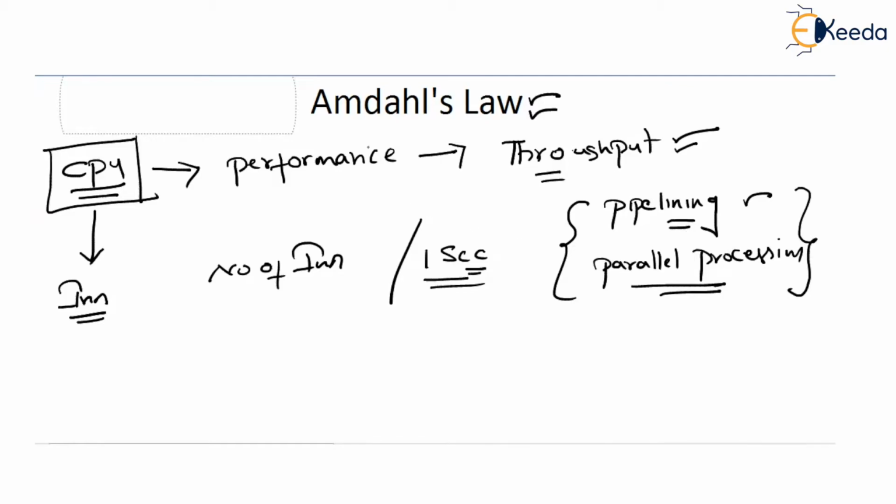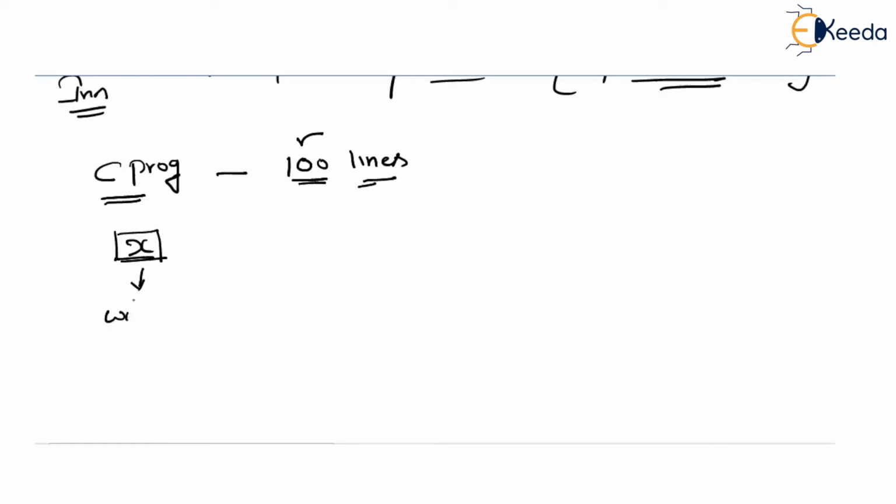Let us understand Amdahl's law directly. Let us take a program. You have written a C program. Let us say this C program has 100 lines of code. Now, without implementing any techniques, let us say you executed this program. In order to execute this 100 lines of code, let us say an amount of time equal to X has been taken. This X is without enhancing.